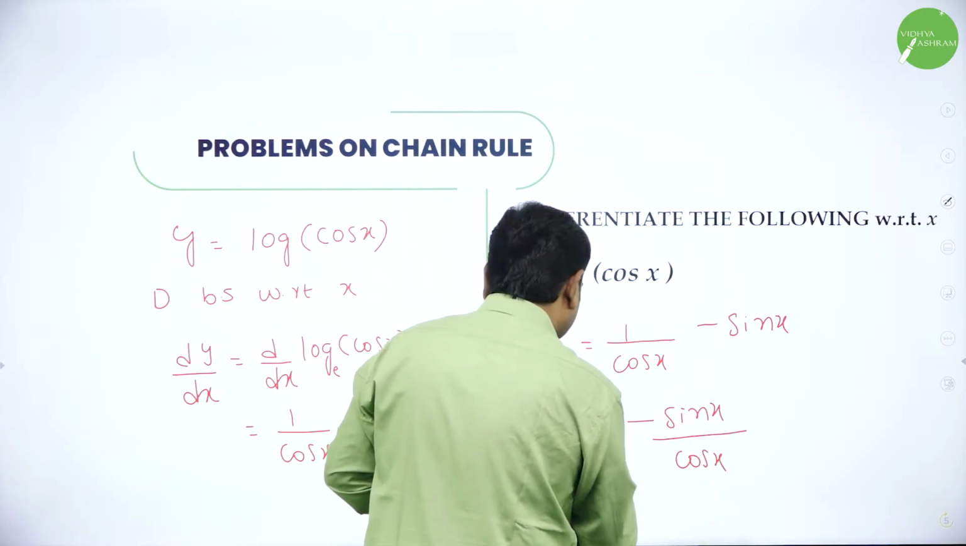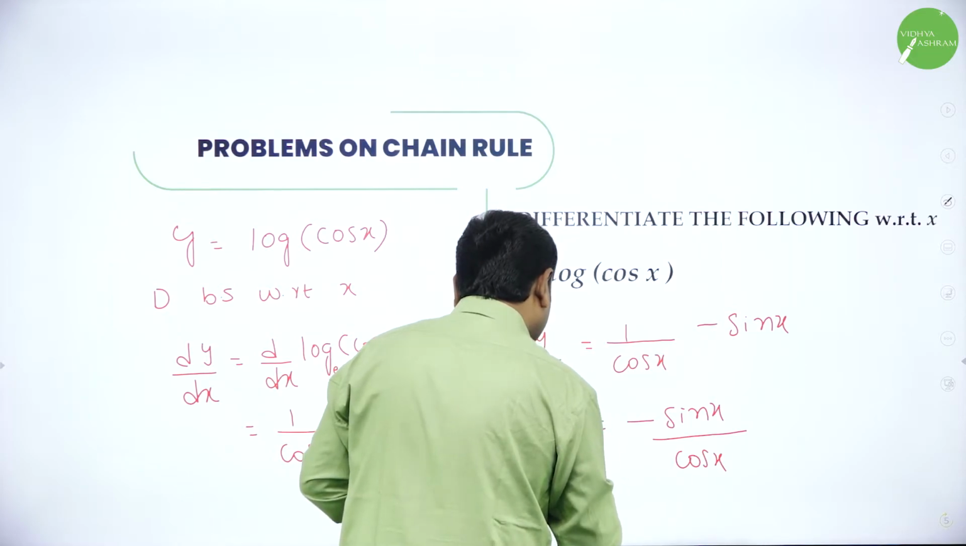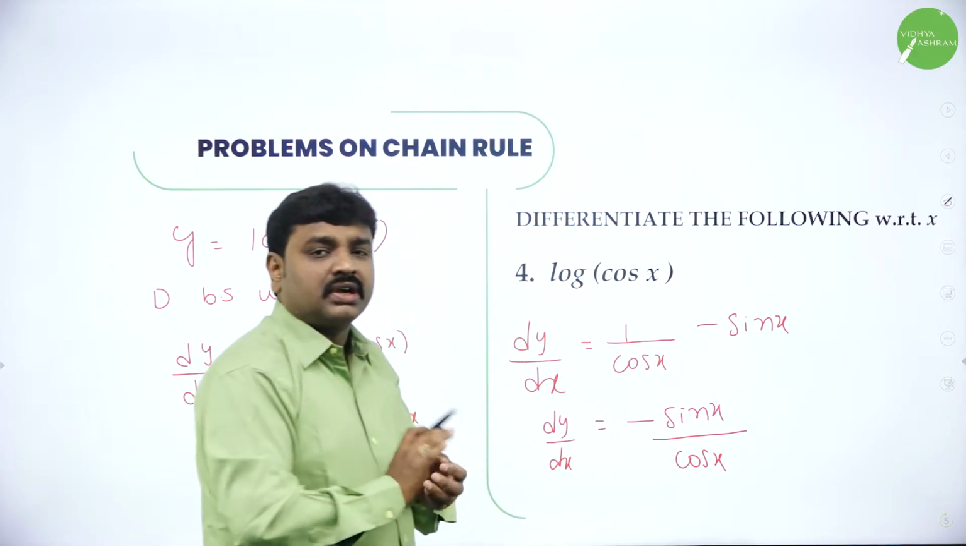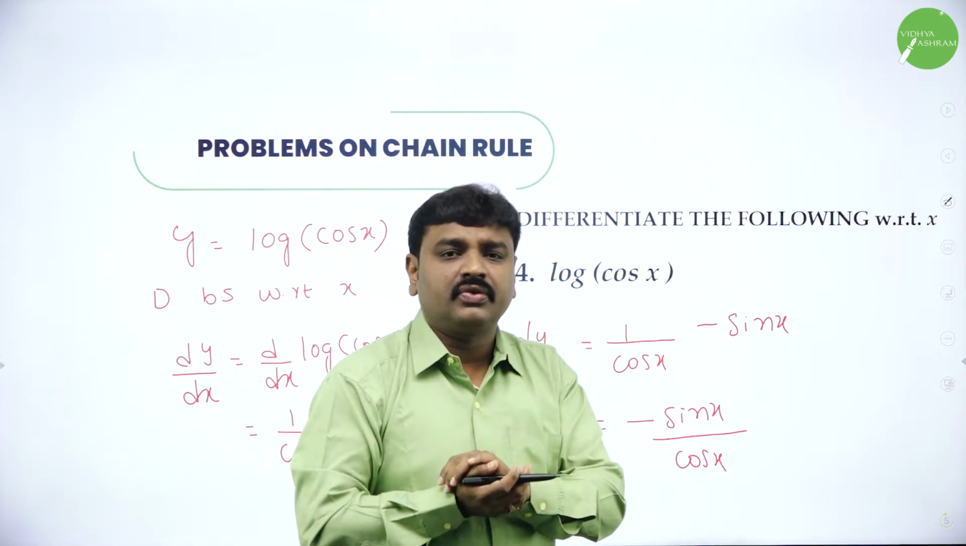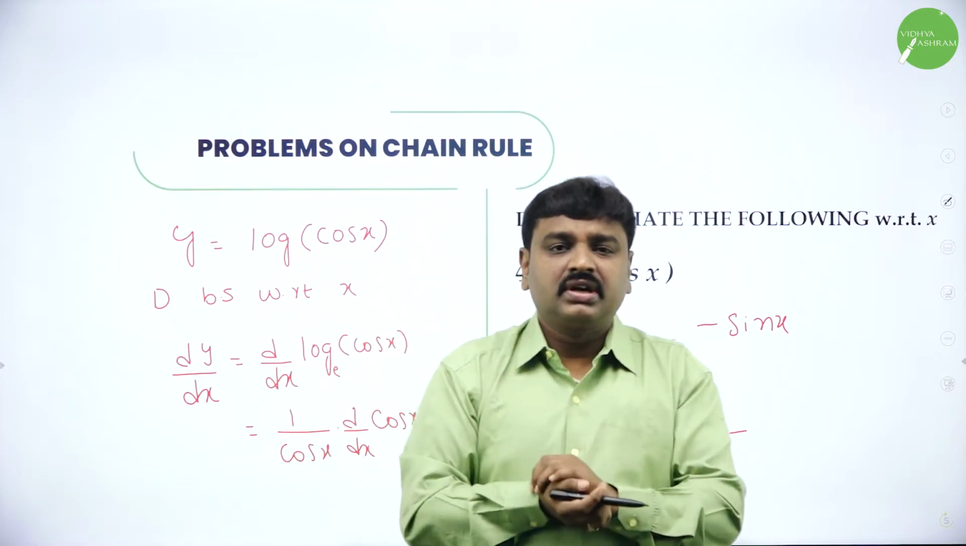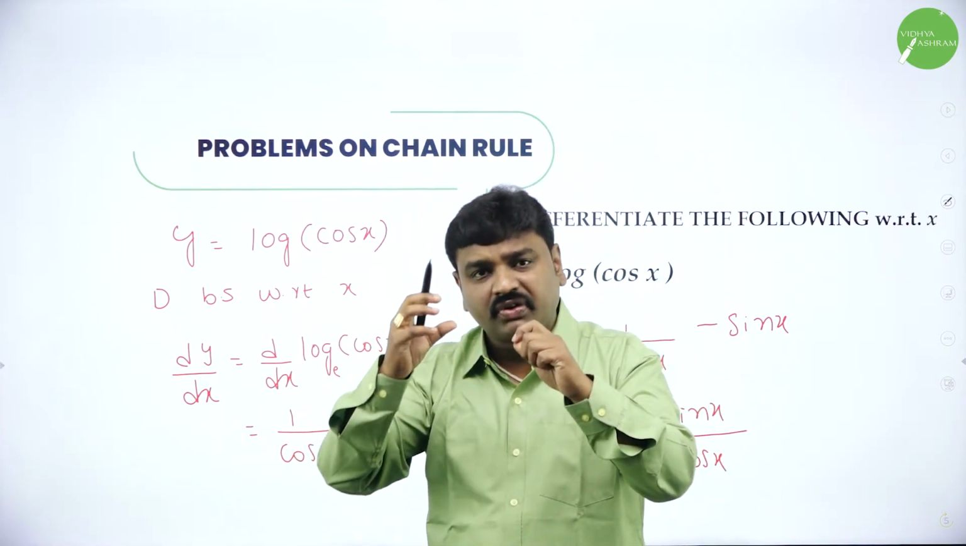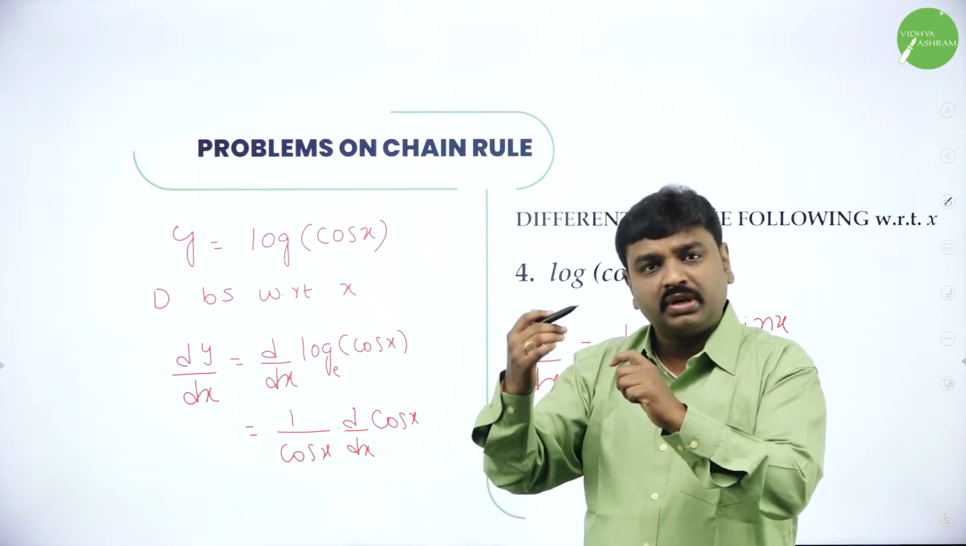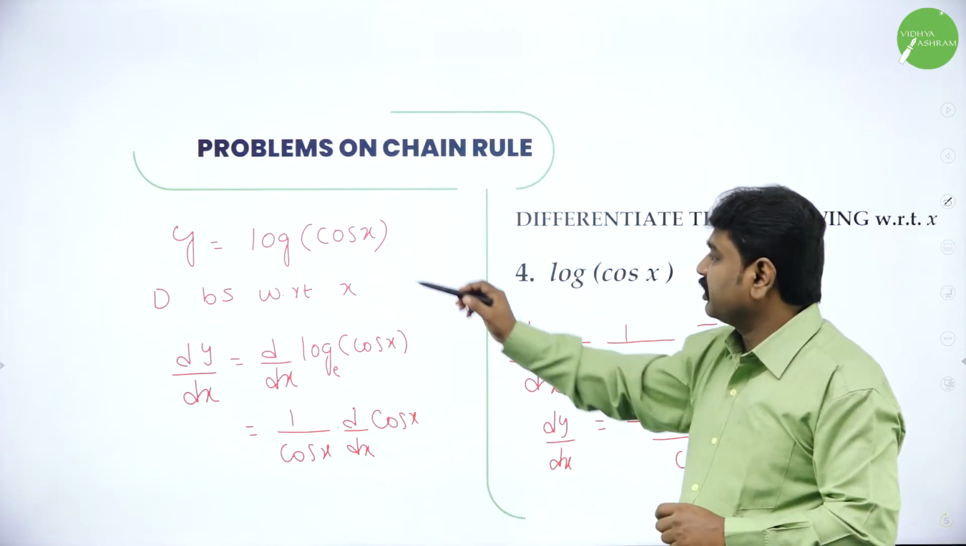So here the basic formula, if you are thorough, you can do it. What is the basic formula? Derivative of log x. What is the derivative of log x? 1 by x. For derivative of log, if instead of x you have f of x, it is 1 by f of x into d by dx of f of x. Here f of x is what? Cos x.